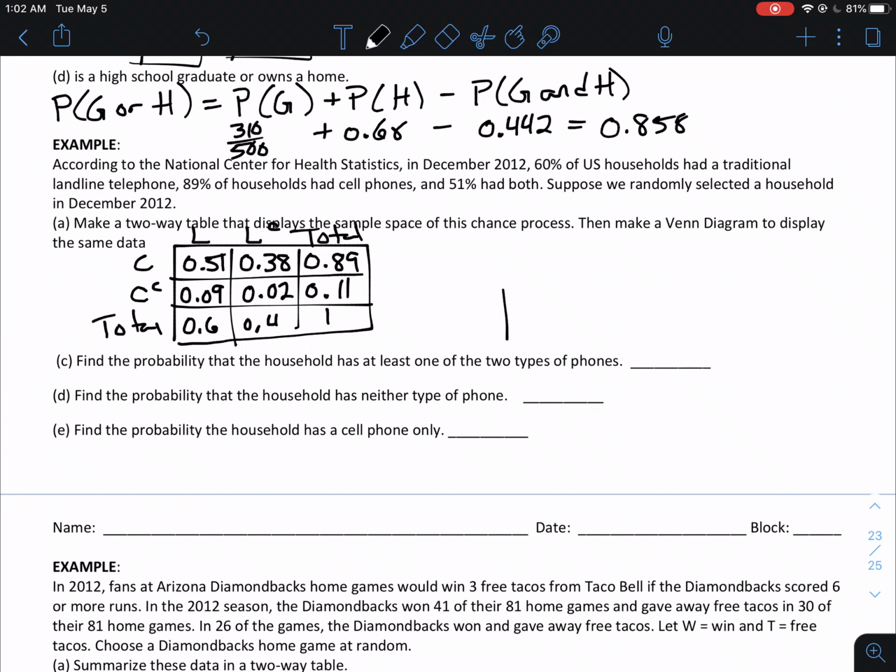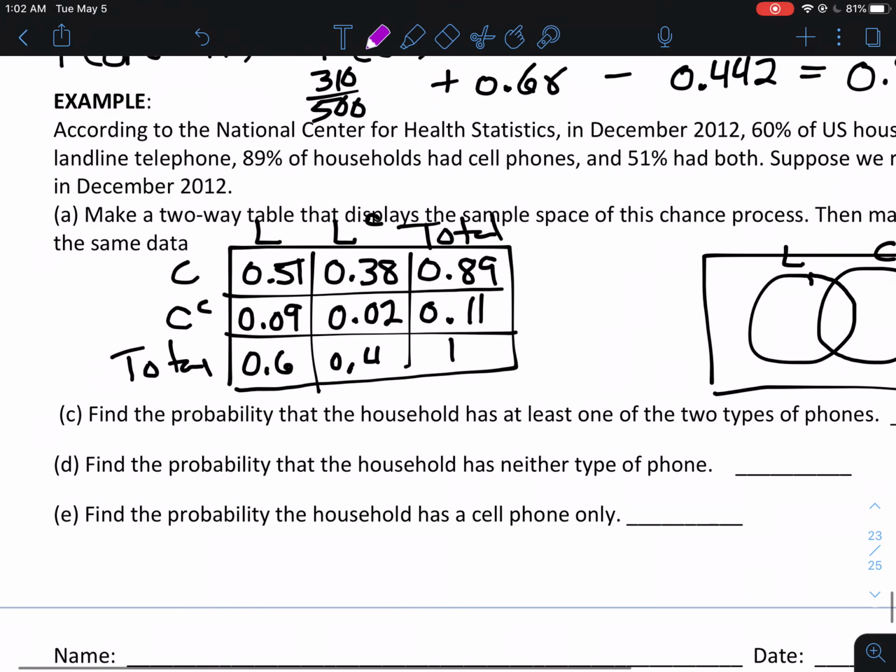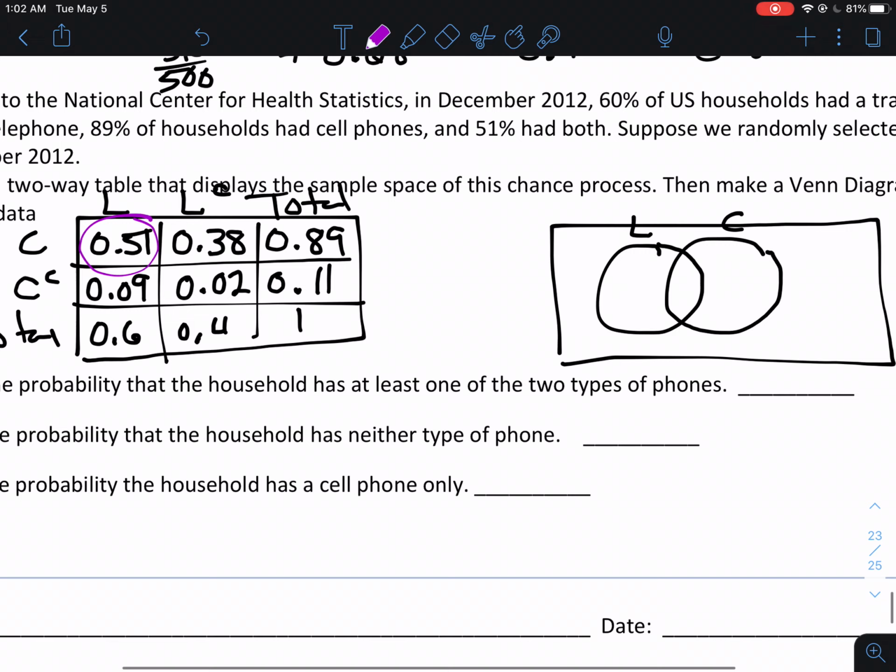Okay, so now let's do the same thing. Let's create another display, but this time with a Venn diagram. With our Venn diagram, you're going to put a large box, then you've got your 2 circles. One will be for landlines, one will be for cell phones. When you think about where they share, where they overlap, so the people that had both landlines and cell phones, that's this 0.51. That's going to go in the middle of both of these. So that's the shared or overlapping region.